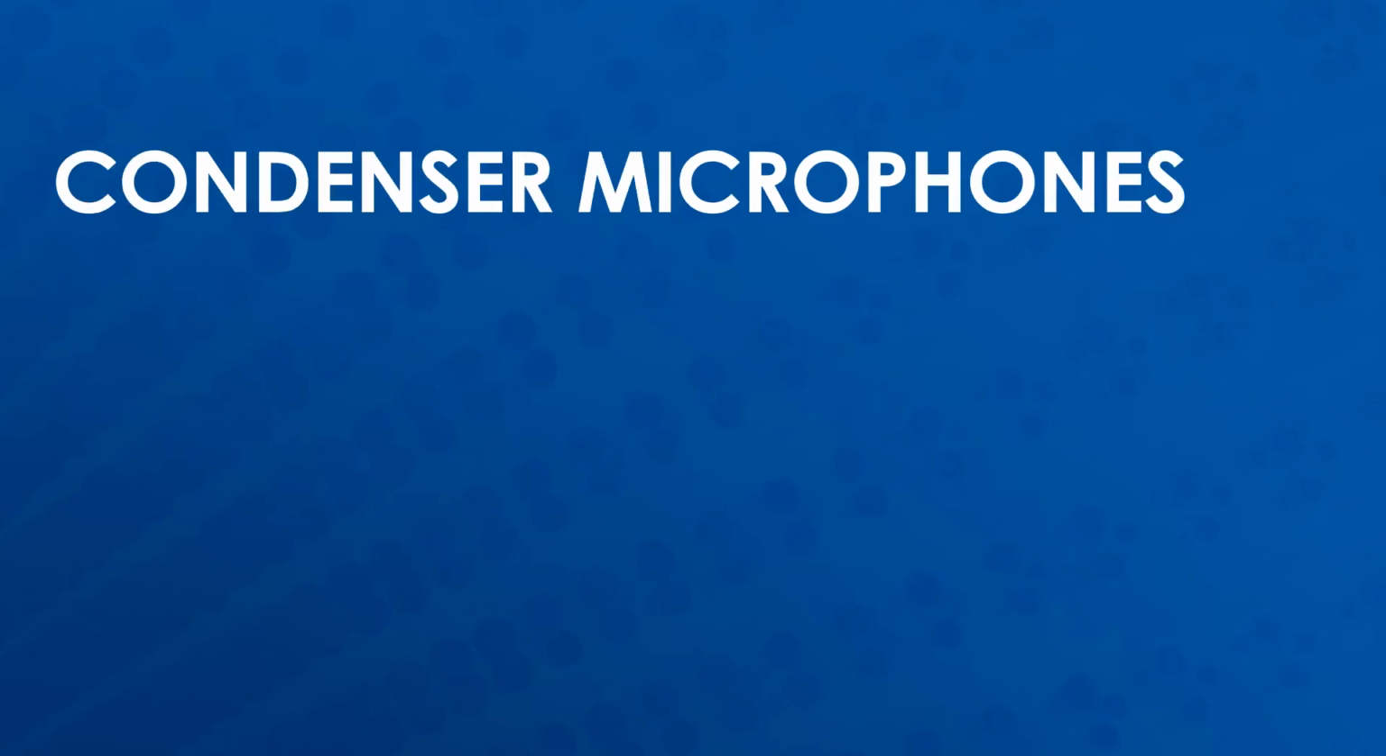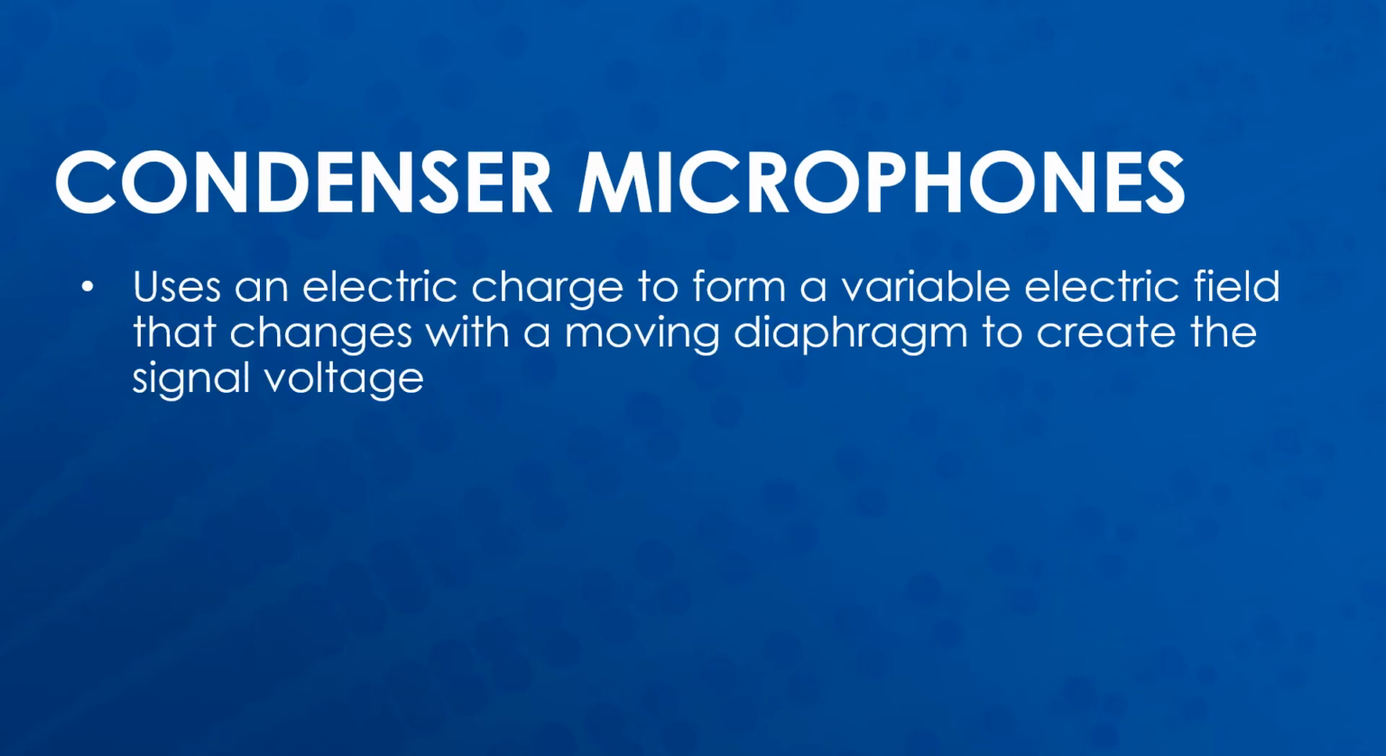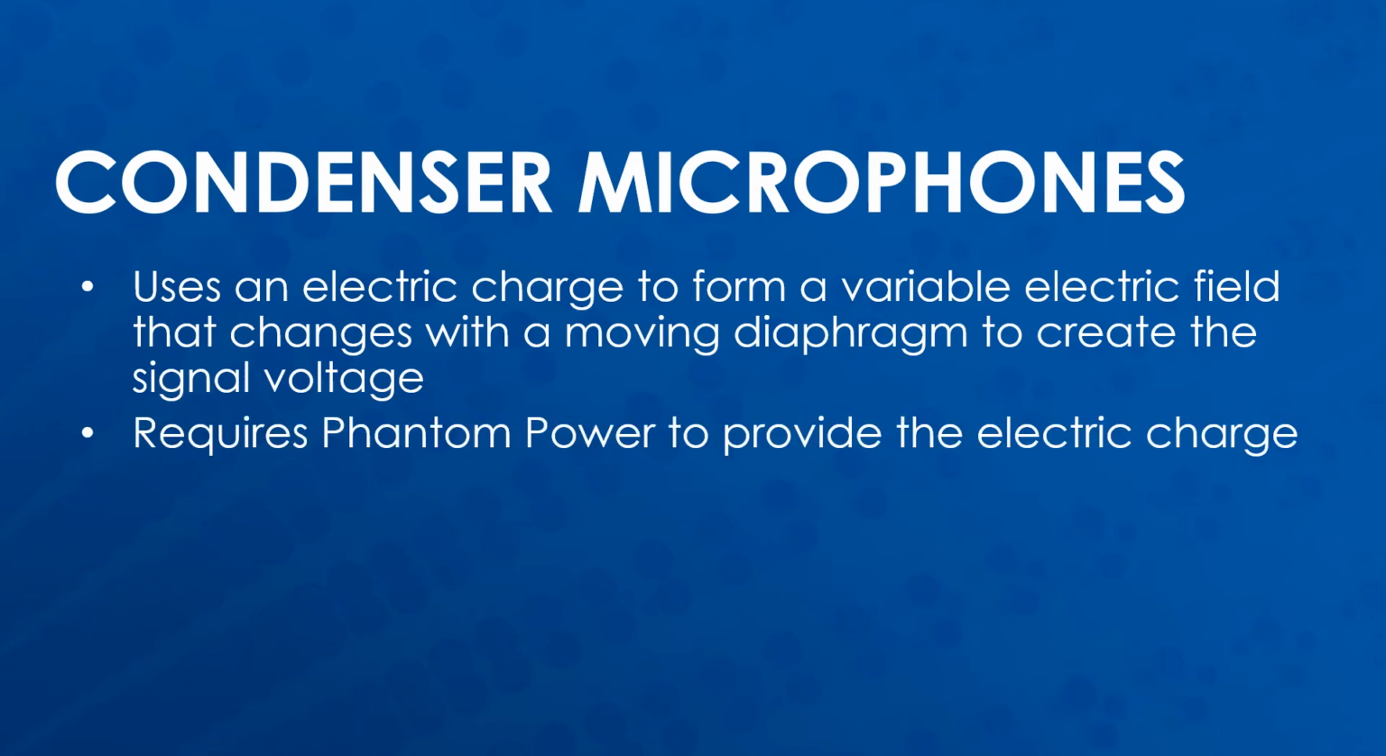Condenser microphones use an electric charge to form an electric field between a backplate and the diaphragm that works like a capacitor. The electric field changes when the diaphragm moves due to sound pressure, and the gap between the diaphragm and the backplate changes and creates the signal voltage. Condenser microphones require phantom power to provide the electric charge for this process and for the circuitry involved in this process.